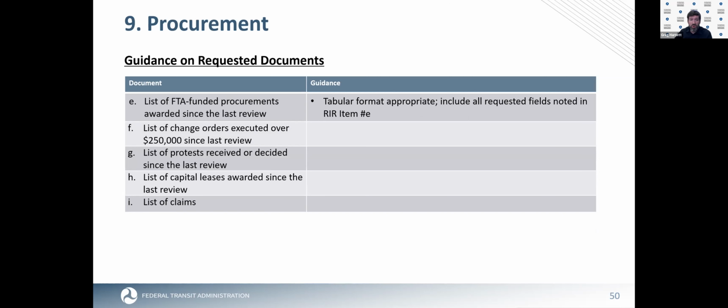Item E is very important. I'll describe why. So the RIR is going to ask for a list of FTA-funded procurements since your last review. And actually, if you look at the RIR, it'll describe specific data elements that have to be in this listing. Things that I think would be pretty obvious, like the date of the procurement, the dollar amount of the procurement, the type of procurement. That could be professional services, A&E, construction, rolling stock. Also, the solicitation method would be important to know.